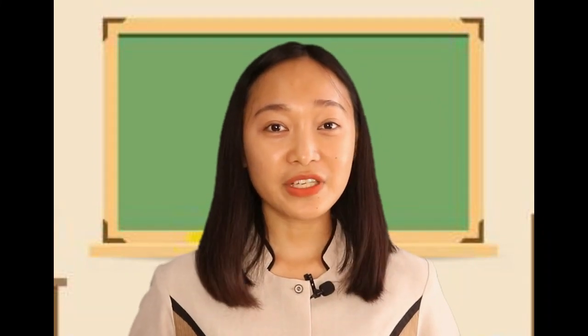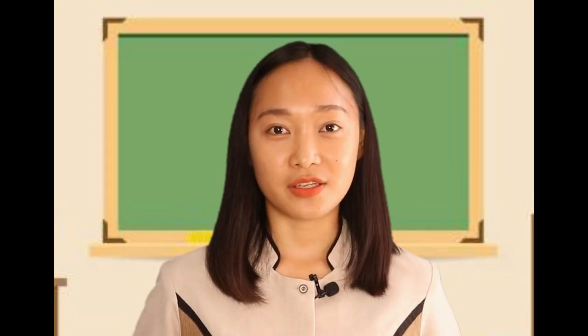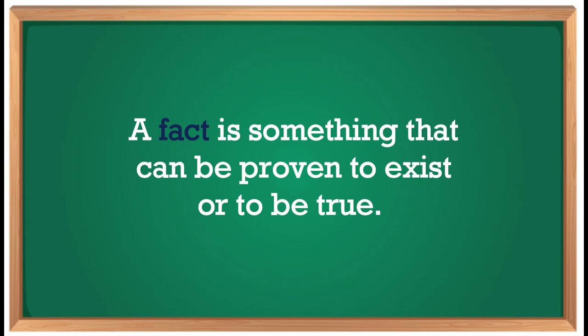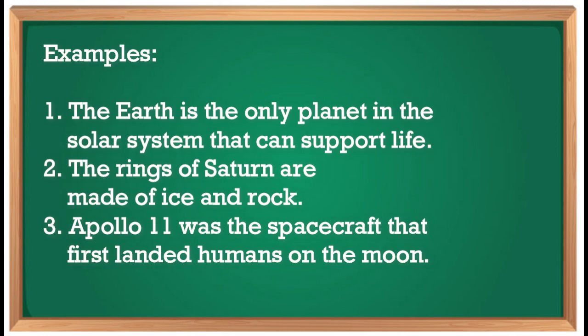Let's start by differentiating a fact from an opinion. A fact is something that can be proven to exist or to be true. Let's have some examples. The Earth is the only planet in the solar system that can support life. The rings of Saturn are made of ice and rock. Apollo 11 was the spacecraft that first landed humans on the moon.